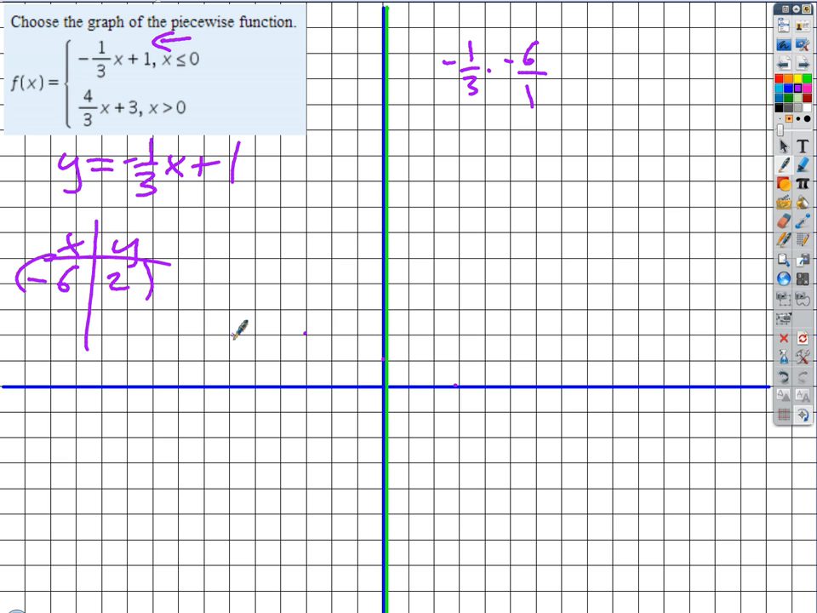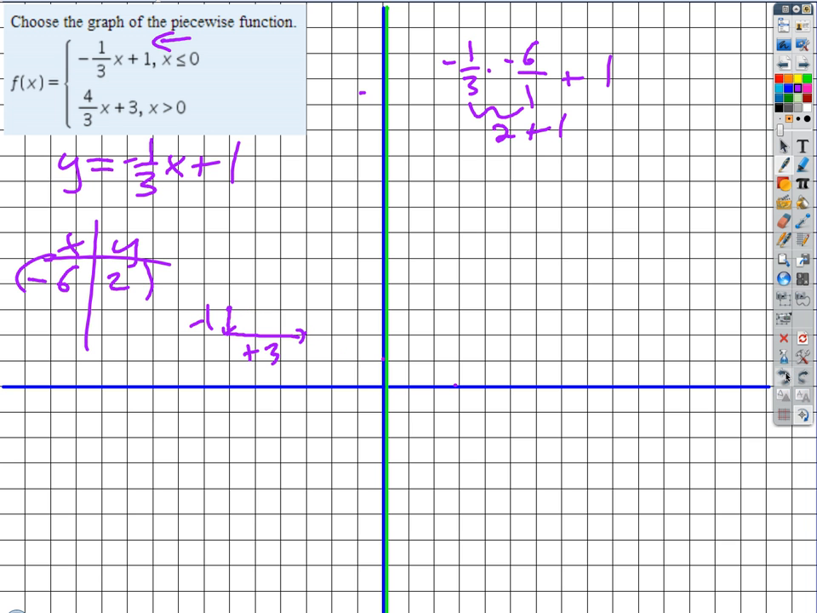Negative 6. Oh, plus 1. Right, I have to add 1 to it. So I get negative 1/3 times negative 6 plus 1. That gives me 2 plus 1 is 3. Right? So I'm right there: negative 6, positive 3. Okay, so there's my point. And then I'll use a slope triangle: I rise negative 1 and run positive 3. And there's my second point. And now all I have to do is connect that line.